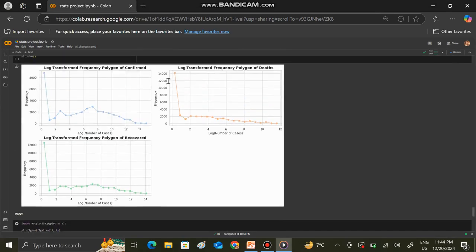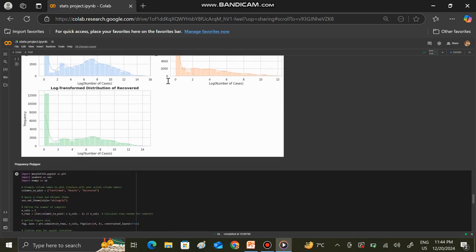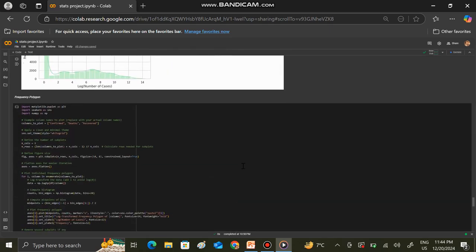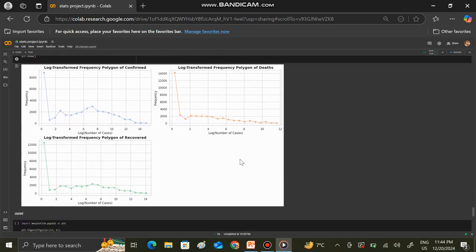In this, we can't get a correct histogram because of the large number of outliers and zero values in our data. So we need to convert and clean our data by applying log. We can plot our log transformed distribution into a histogram for confirmed, death, and recovered. We are going to do the same thing with frequency polygon. We have three frequency polygons: recovered, deaths, and confirmed.